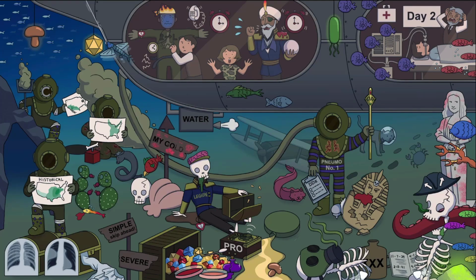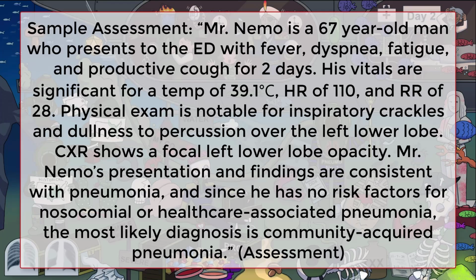Let's summarize the presentation of your typical community-acquired pneumonia in a sample assessment statement. Mr. Nemo is a 67-year-old man who presents to the ED with fever, dyspnea, fatigue, and productive cough for 2 days. His vitals are significant for a temp of 39.1, heart rate of 110, and respiratory rate of 28. Physical exam is notable for inspiratory crackles and dullness to percussion over the left lower lobe. Chest X-ray shows a focal left lower lobe opacity. Mr. Nemo's presentation and findings are consistent with pneumonia, and since he has no risk factors for nosocomial or healthcare-associated pneumonia, the most likely diagnosis is community-acquired pneumonia.